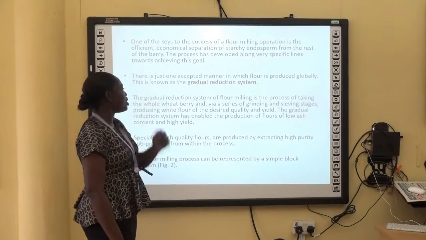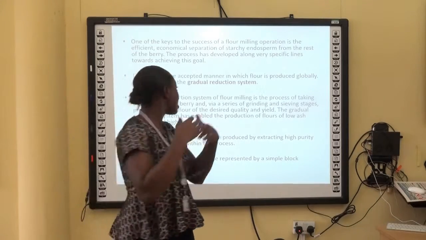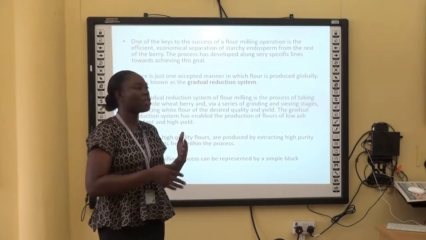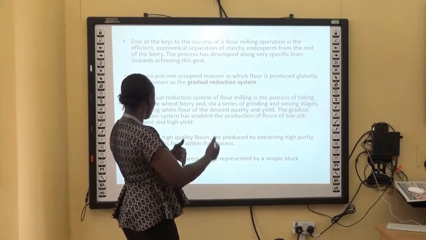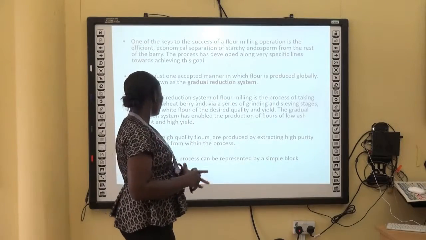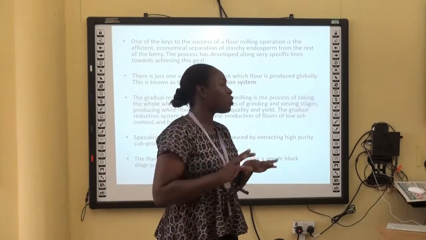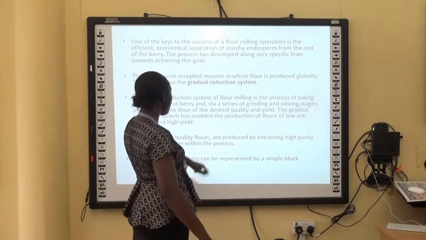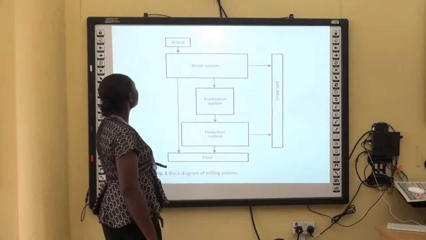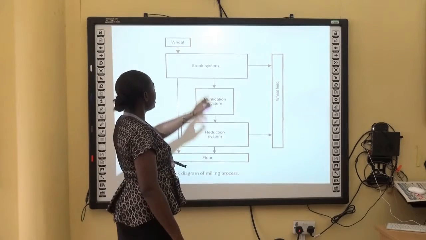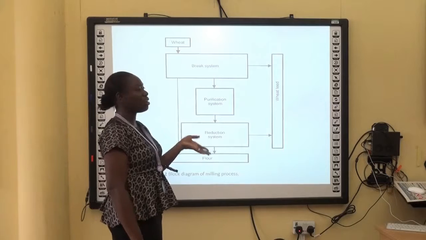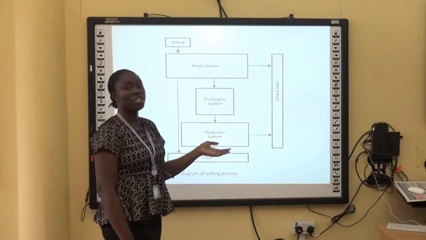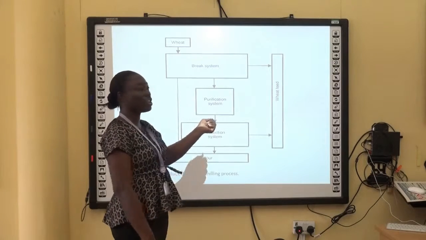So there is just one accepted manner, and this is the gradual reduction system. You do it gradually. It's not something that is being rushed. So you follow the process. And the flour milling process can be represented using a simple block diagram like this one. And the milling system has three major compartments. You have the brake system, you have the purification system, and then you have the reduction system.